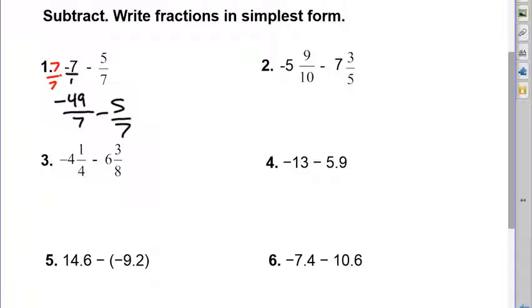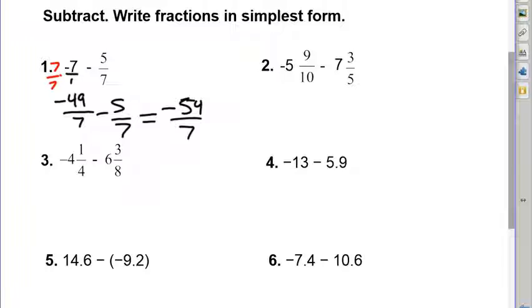Now we can just subtract our numerators because we have a common denominator, and this is going to equal some number of sevenths. That number is going to be the result of negative 49 minus 5. In this case, we start with a negative number, then we're taking more away, so it's going to be a bigger negative number. It's like adding these two together, but our result will be negative. 49 plus 5 is 54. So our result of 5 less than negative 49 is negative 54.